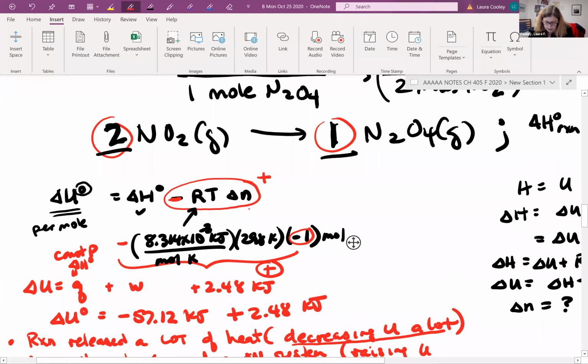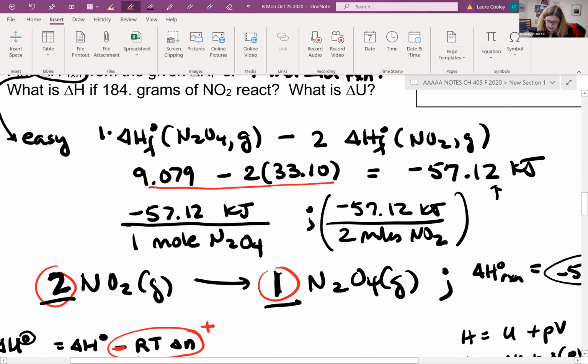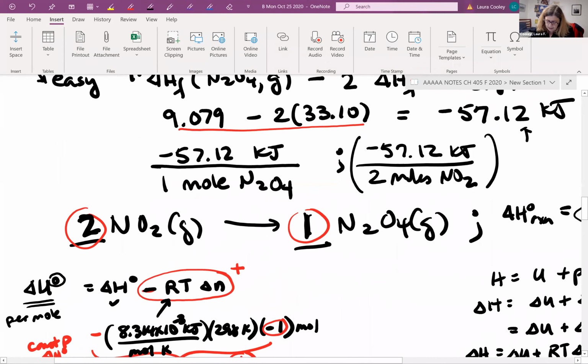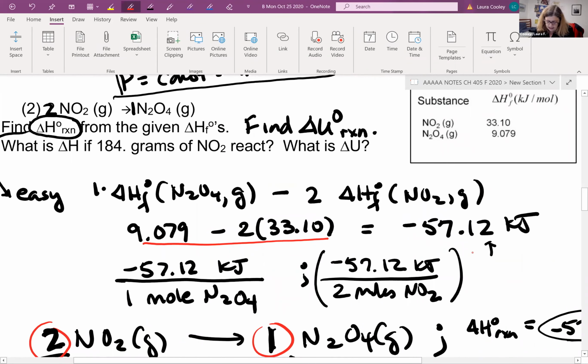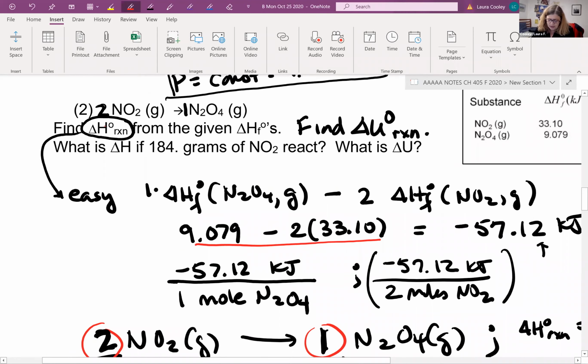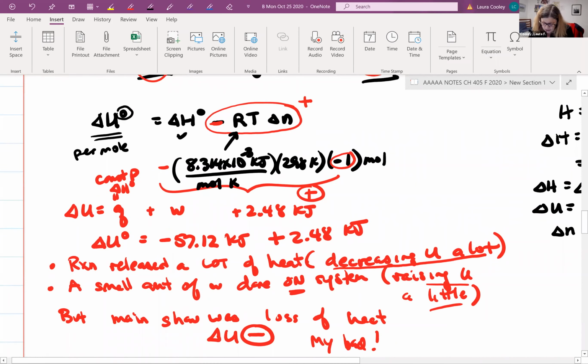I already showed you how you get the negative 57.12 from the heats of formation, or the enthalpies of formation. I do tend to call them heats of formation. They're the same thing because it's constant pressure, so delta H is Q. Of course, you know that this negative 57.12 is per stoichiometric coefficient of everything in that equation. In other words, per 1 mole of this N2O4, because the coefficient is 1, per 2 moles of NO2 because the coefficient is 2.